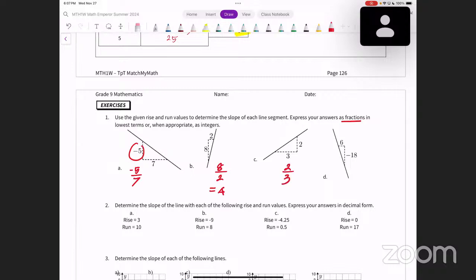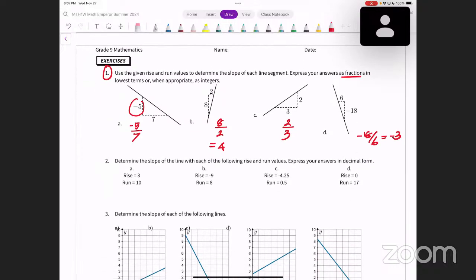Are you seeing my screen? Yeah. Rise is -18, divided by 6 is -3. I don't think question number 1 is a difficult question. Determine the slope of the line with the following values. That's again easy, rise over run. We talked about that. You need to memorize that. Rise is 3 over run 10, then minus 9 over 8. Nothing you can do, rise over run.